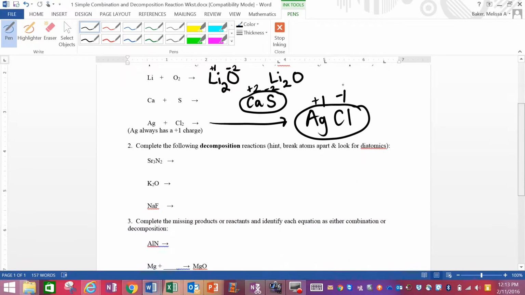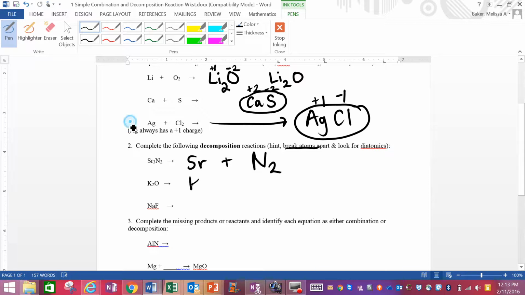Decomposition reactions are a little bit different. Break the atoms apart and look for diatomics. So that's all we do. We break them apart. We write no subscripts. We completely ignore them. We only write the letters. And then we check, are either of these in Hofbrinkel, one of those special 7? The N is, so it gets a 2.